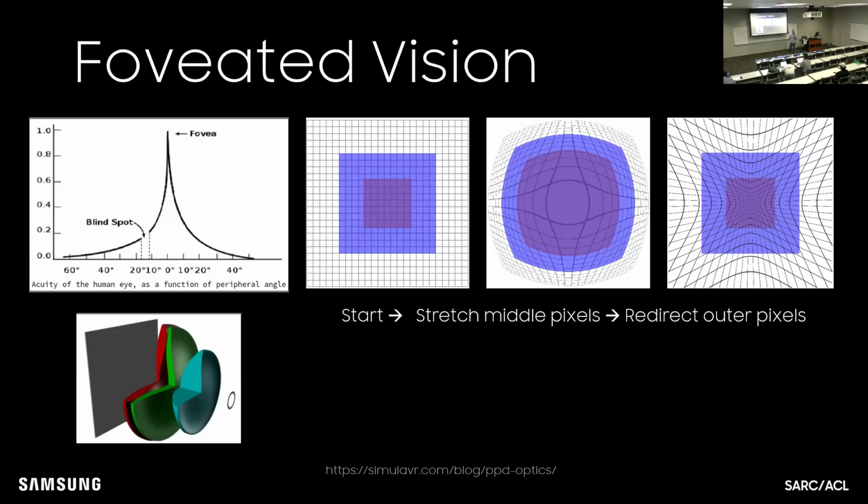So you're warping and de-warping at the same time, but you're shoving a lot more pixel density in the center to make use of the physiological perception importance map. So that's pretty cool.